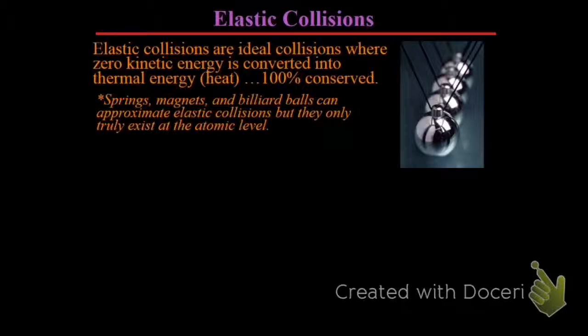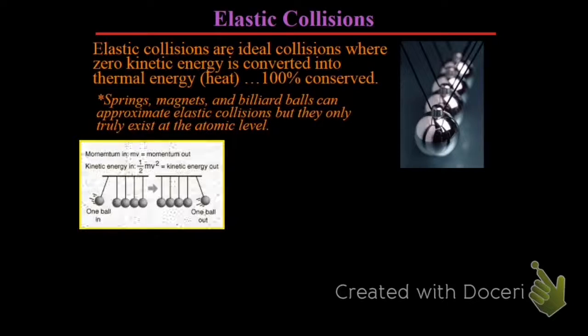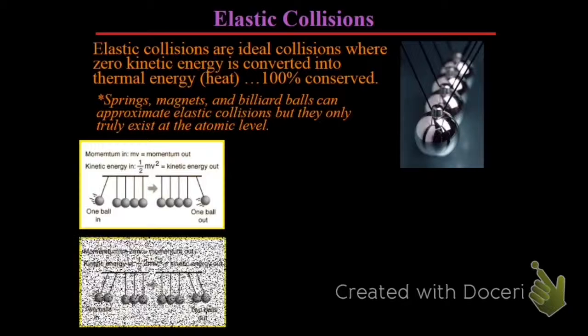Now the true elastic collisions exist at the atomic level, and you might remember that from a chemistry class when you talked about how gases have these truly elastic collisions. So let's take a look. This is called a Newton's cradle, where you've got a ball clinking against other balls. And if one ball goes in, one ball goes out. The momentum is equal to mass times velocity. The kinetic energy is 1/2 mv squared, and so whatever goes in comes out.